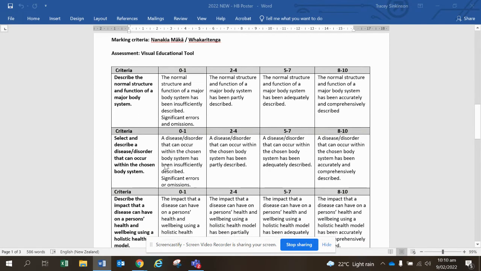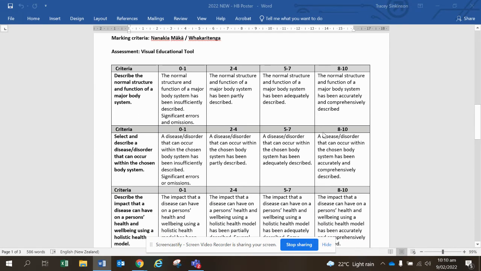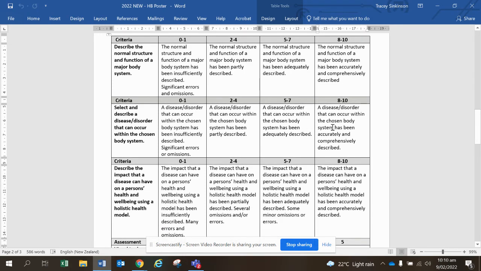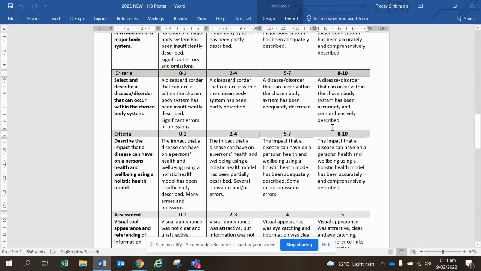Here is your marking rubric. Get used to looking at these because this is what we mark you on. This is where we want you to be up here. So whatever system or disease you get given, you have to describe that particular body system. It might have to be more streamlined into what the disease affects, what part of the body system. Then describe how that disease or disorder has affected that body system. So what's going wrong, and include the signs and symptoms.